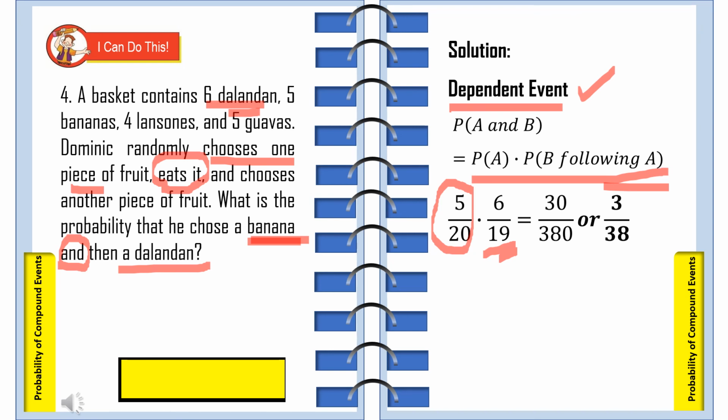So, we have now here 5 over 20 times 6 over 19. Multiply lang natin yan. That is 30 over 380. And then, lowest term natin, that is 3 over 38. So, yun yung ating magiging final answer dito. 3 over 38. Okay? So, that's how we solve for the probability of dependent events.